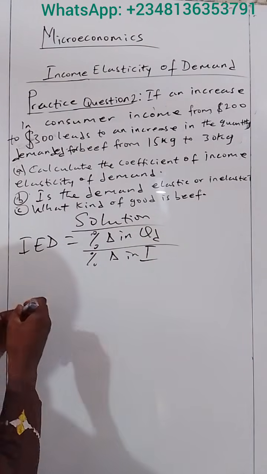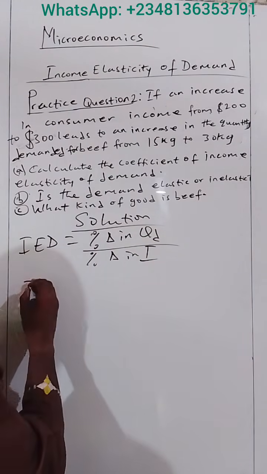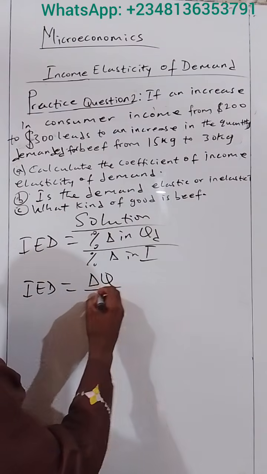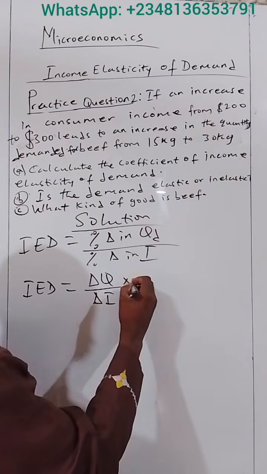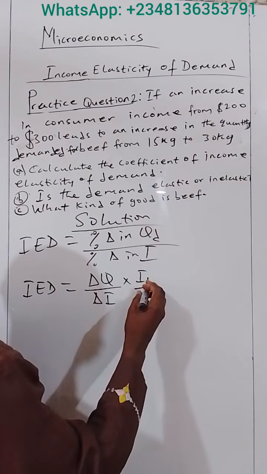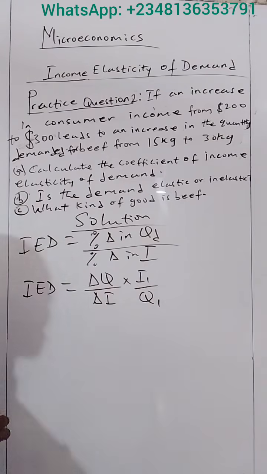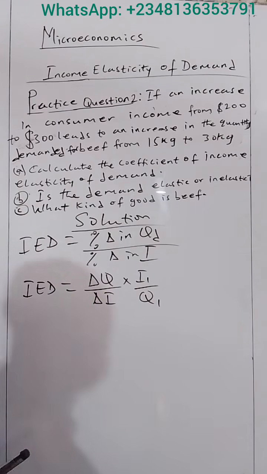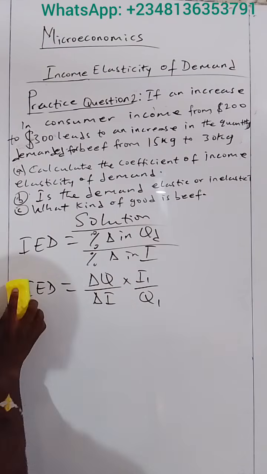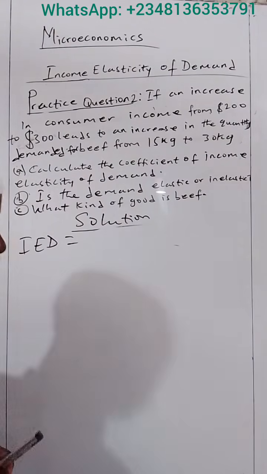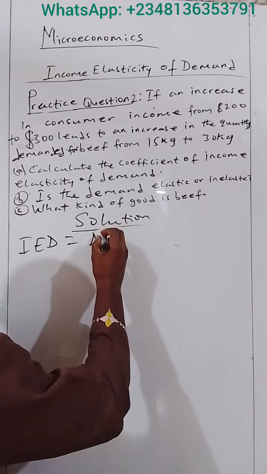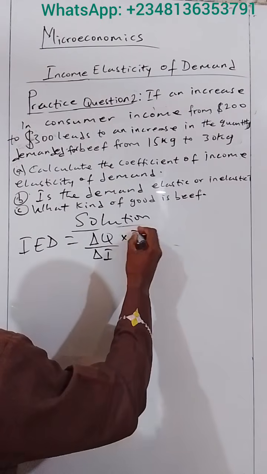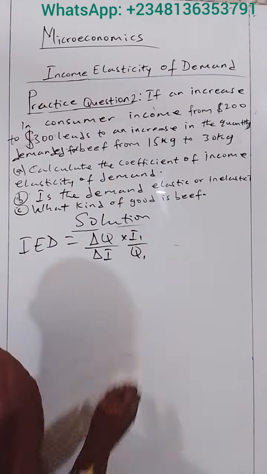But in this video, we apply a second formula that says income elasticity of demand is equal to change in quantity demanded divided by change in income, then multiplied by the initial income divided by the initial quantity demanded. We are going to apply this second formula and compare our answer, whether we get the same value or not. Definitely we are going to get the same value. So let's apply this second formula, change in quantity demanded divided by change in income multiplied by the initial income divided by the initial quantity.